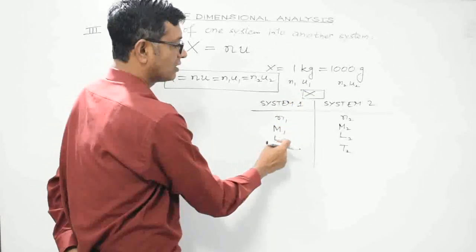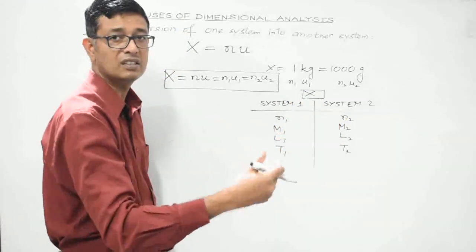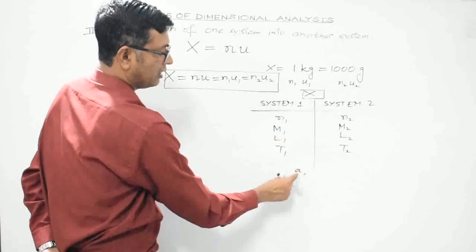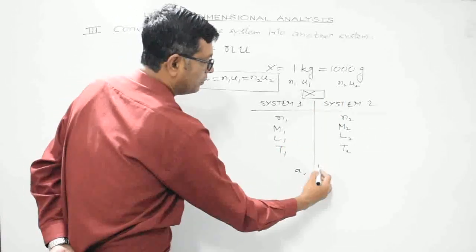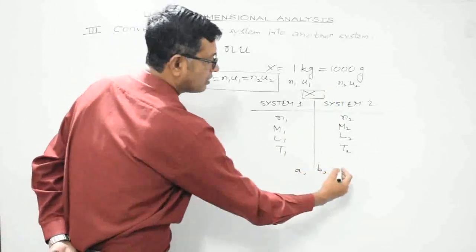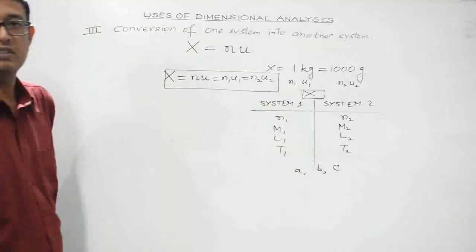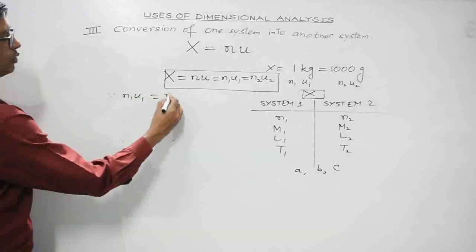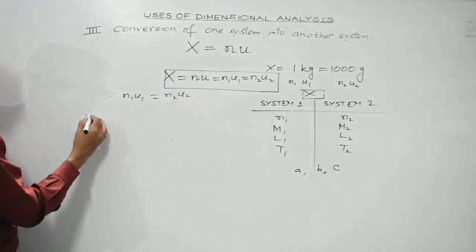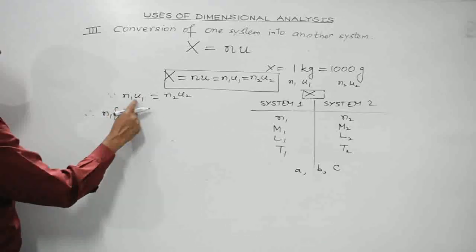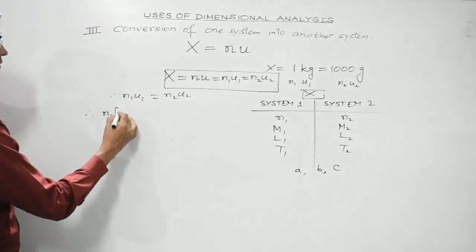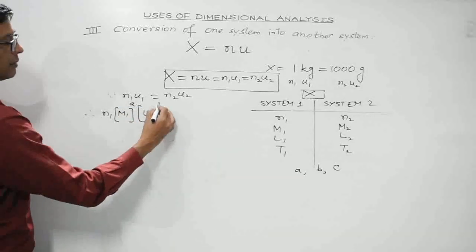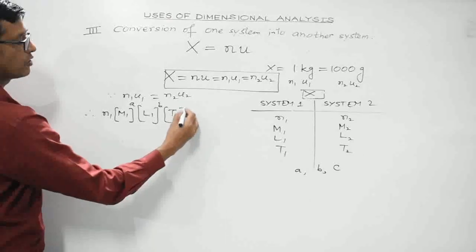So its dependency on mass, length and time in both the systems will be same. Therefore, let us consider its dimensions in mass is A, its dimensions in length is B, and its dimensions in time is C. So let us assume this case. Now since N1U1 is equal to N2U2, therefore N1, now U1 may be represented as M1 to the power A, L1 to the power B, T1 to the power C.